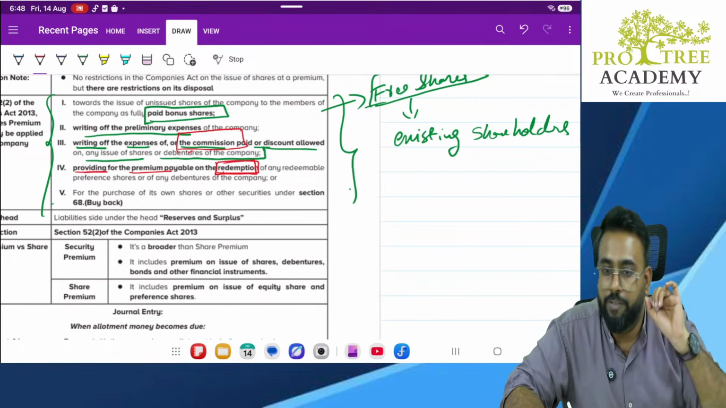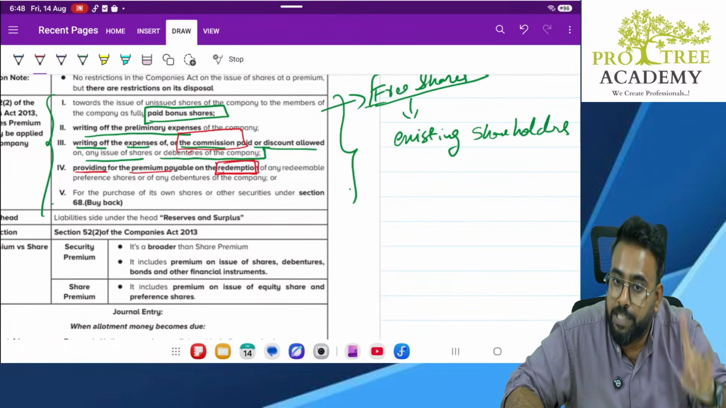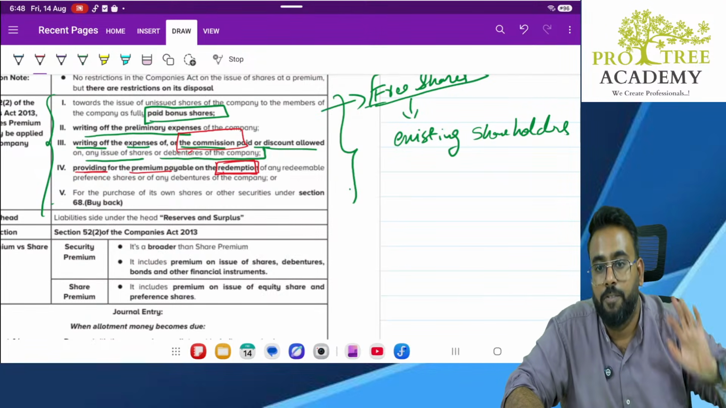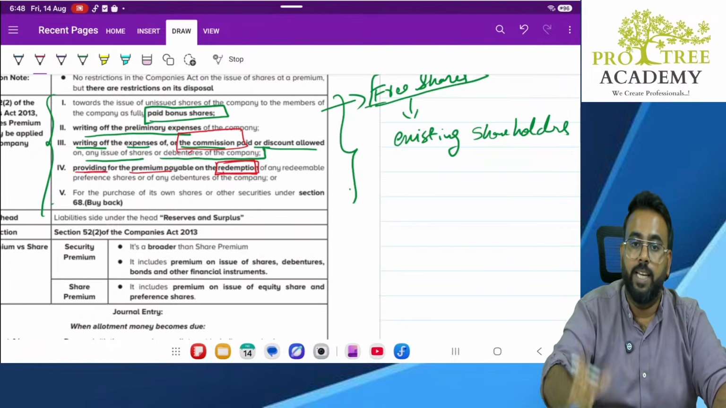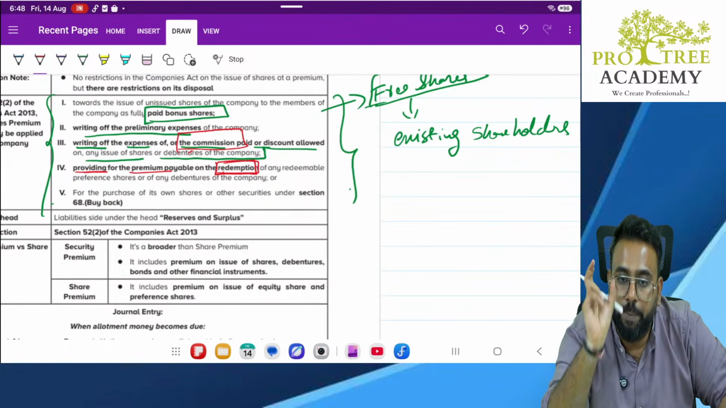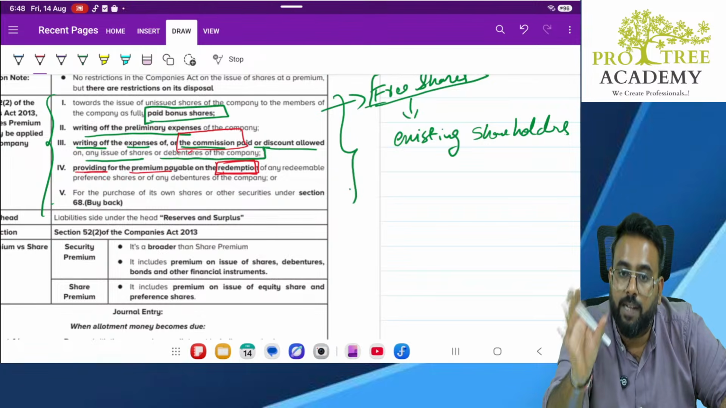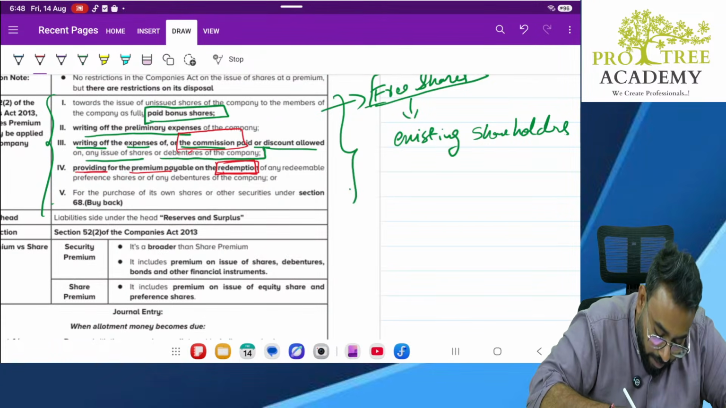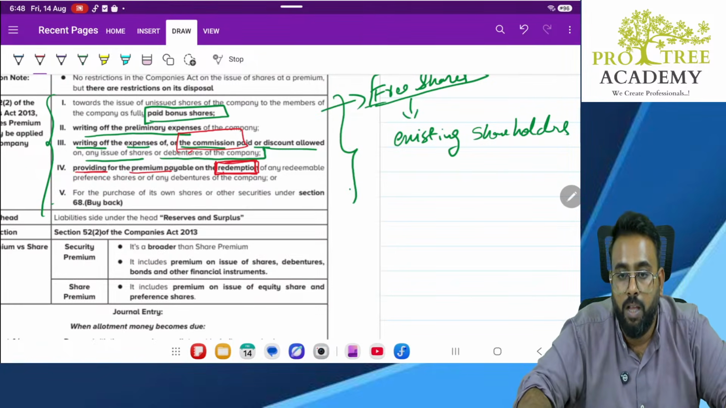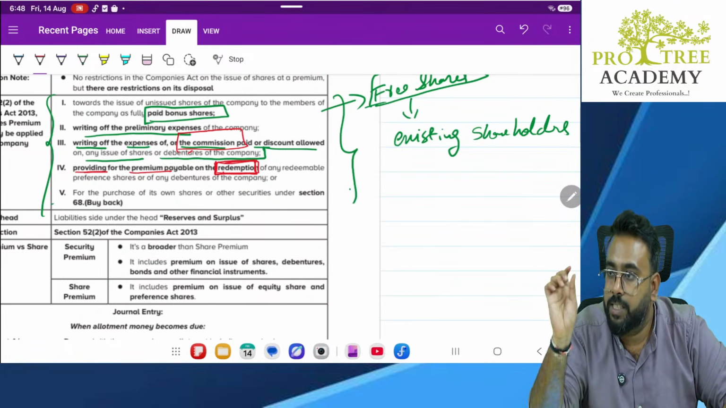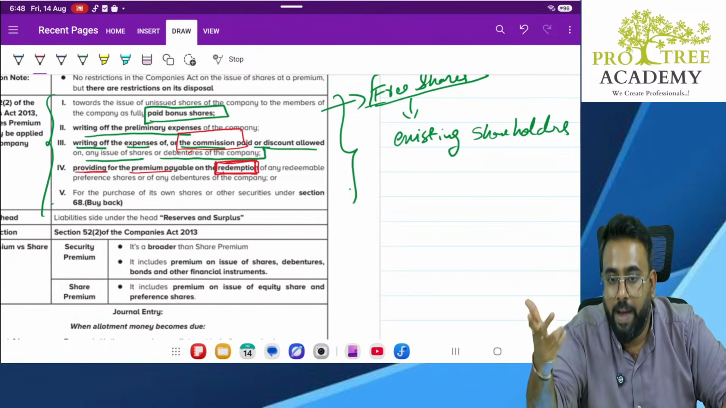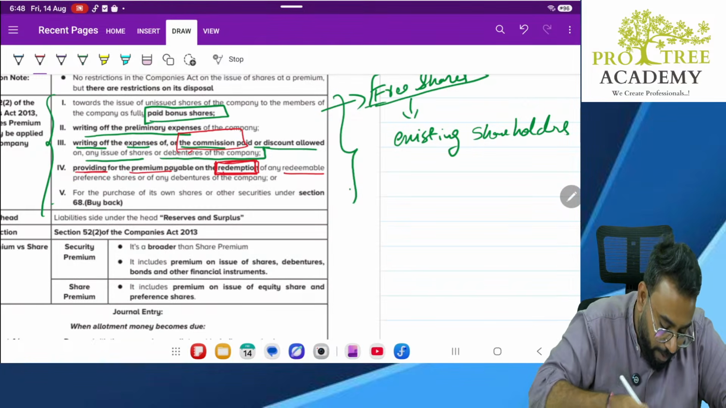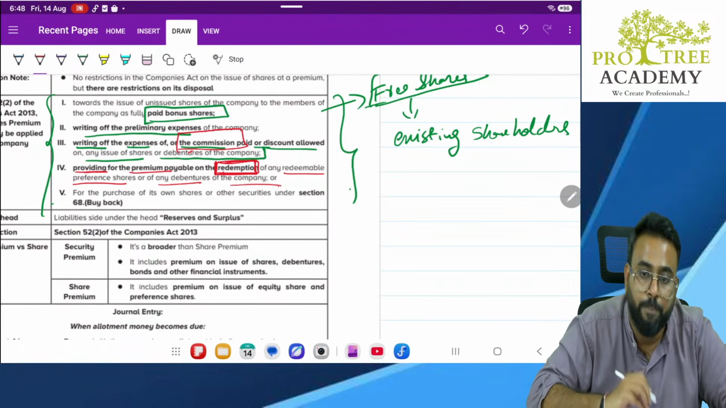Clear? Whereas I told you very clearly, preference shares or debentures are not like that. Company has a particular time limit within which they have to pay the money back. There is a tenure, a maturity period after which the company has to pay the money back. Paying back the money to preference shareholders or debenture holders is called redemption. When the time comes to pay back the preference shares and debentures and you pay back, that process is called redemption.